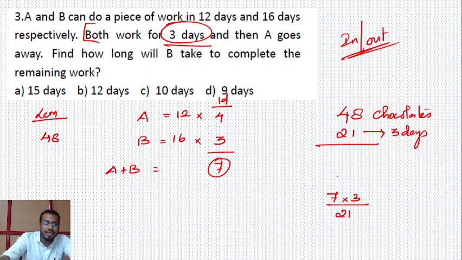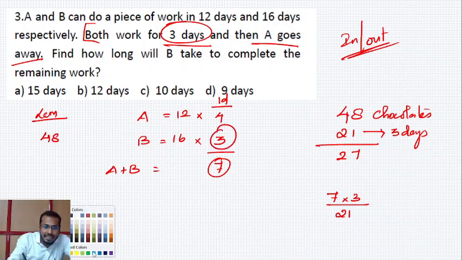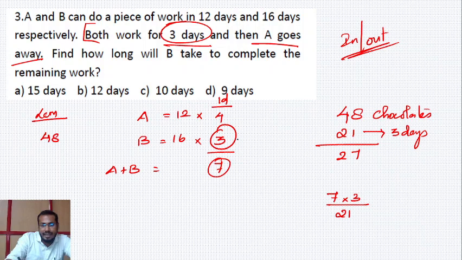What is the remaining work out of 48? 48 is the total work. Out of that, 21 was completed in 3 days. Remaining is 27. Now A goes away, so there is only one person in the job, that is B. B can complete 3 chocolates in a day. If B completes 3 chocolates in a day, totally there are 27 chocolates.